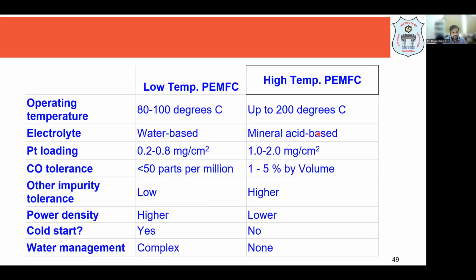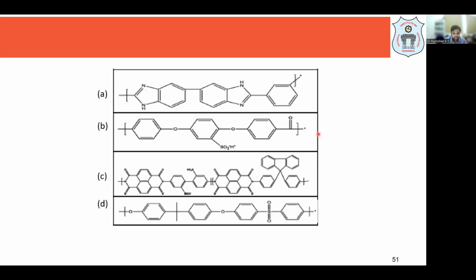So you should now be able to compare low temperature fuel cells and high temperature fuel cells. You should be able to write, compare and contrast the low temperature PEM fuel cell with the high temperature PEM fuel cell, with respect to operating temperature, electrolyte, platinum loading, carbon monoxide tolerance, other impurity tolerance, power density, whether it will start at cold or not, and water management, all that. Also, if I ask you to compare the structures, name A, B, C, and D, you should be able to name them.